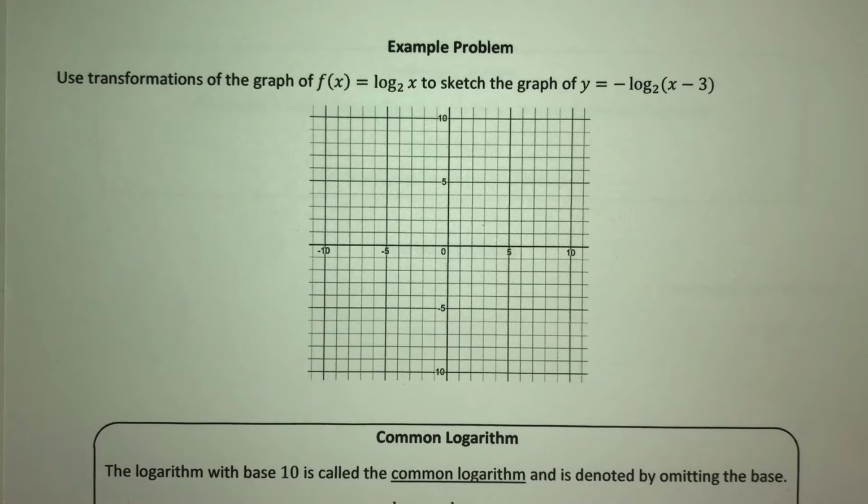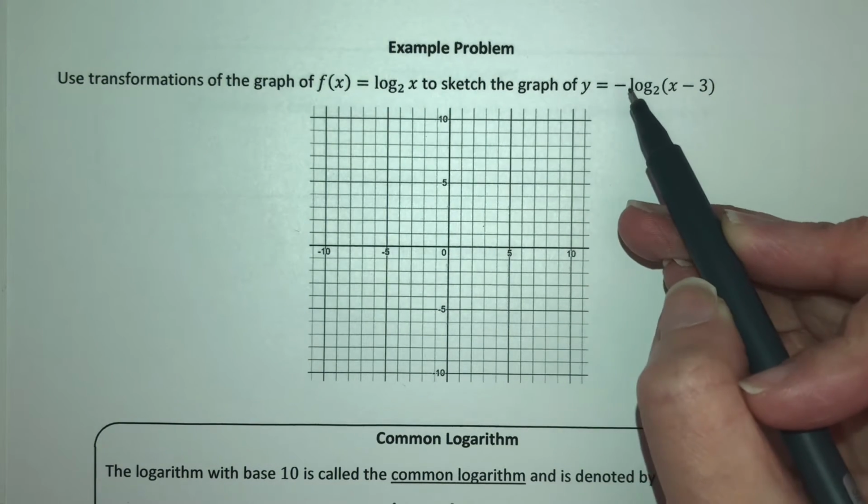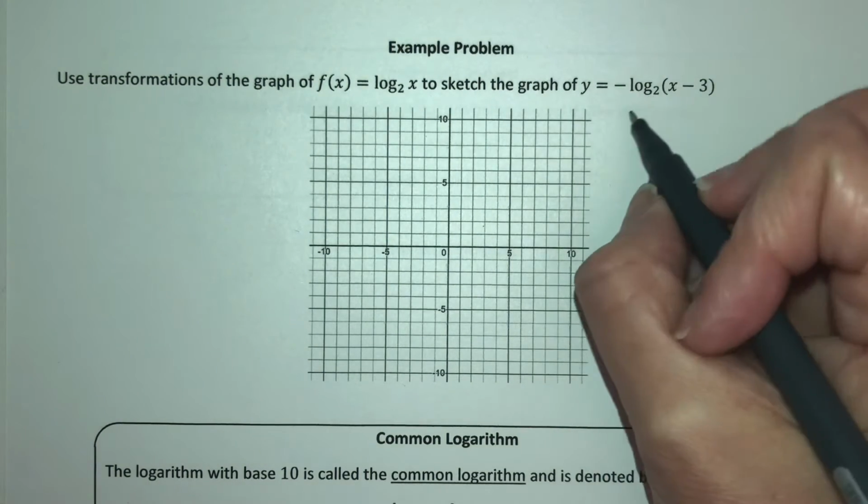This is part 3 of section 3.2. We want to use transformations of the graph of log base 2 of x, which we just graphed in the previous part, to sketch the graph of y equals negative log base 2 of x minus 3. Our transformations work the same way as they always have. If you have a negative in front, that is going to be a reflection over the x-axis.